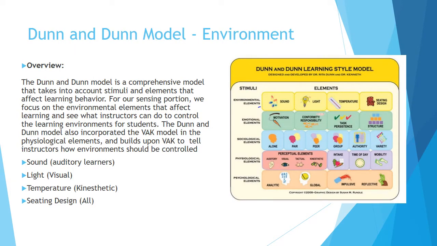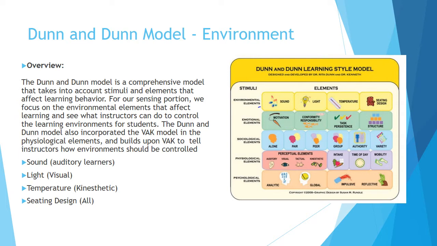So the Dunn and Dunn model is actually a very comprehensive model. I'm putting it into the sensory because it has the environmental and the VAC model actually built into it. As you can see within the psychological elements, it actually embeds the VAC model into this overall learning style model. And the reason why it's in the sensory part right now is because of the environmental effects, and I'm going to talk about that right now.